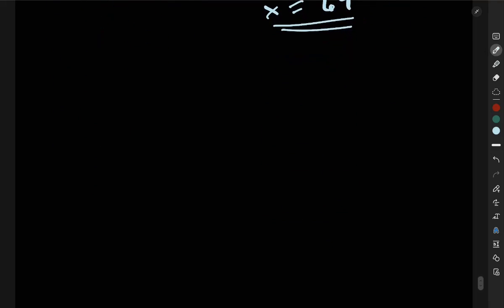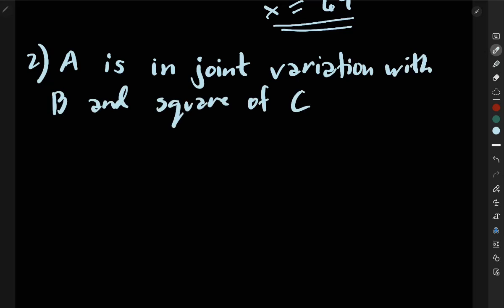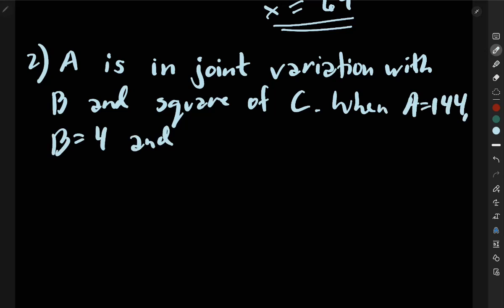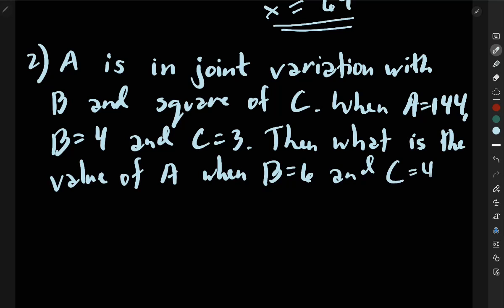Another example for joint variation. Let's say A is in joint variation with B and the square of C. When A equals 144, B equals 4, and C equals 3, then what is the value of A when B equals 6 and C equals 4?